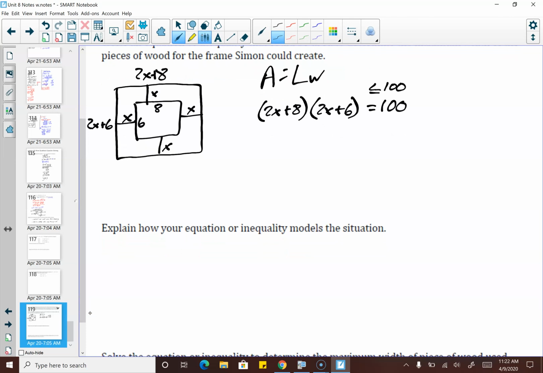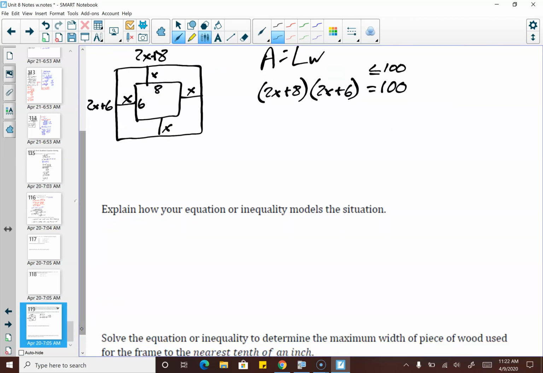Explain how your equation or inequality models the situation. We're going to skip that piece just in an effort to save a little bit of time. But remember, what we've always talked about is that the 2x plus 8 and the 2x plus 6 represent the total length and width of the picture frame. And then since area of a rectangle is length times width, we multiply them and set them equal to the 100.